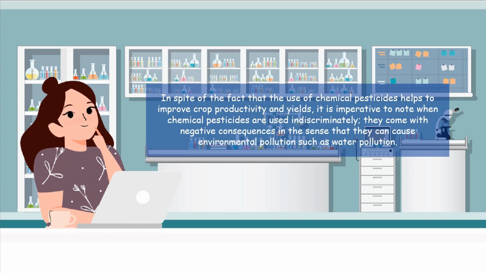In spite of the fact that the use of chemical pesticides helps to improve crop productivity and yields, it is imperative to note when pesticides are used indiscriminately, they come with negative consequences in the sense that they can cause environmental pollution such as water pollution. Let's see how the use of chemical pesticides can cause water pollution.